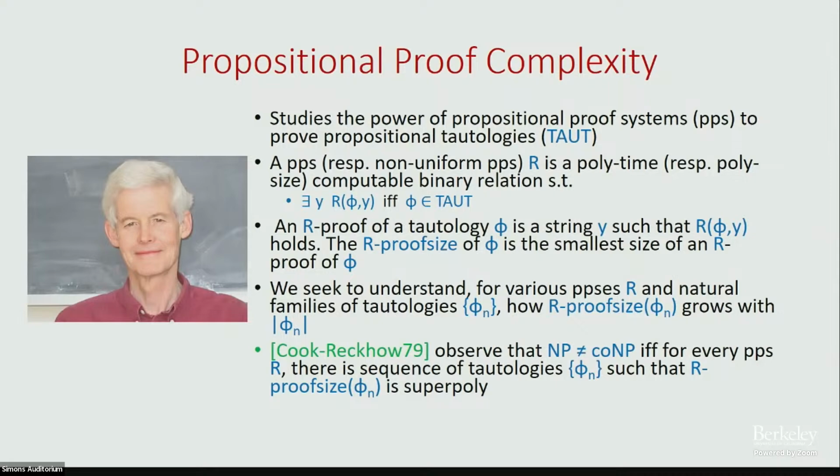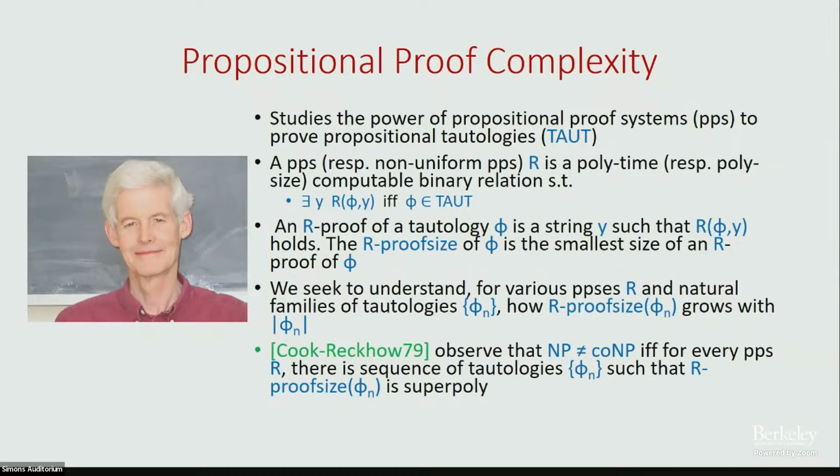And why is this a proof system? Well, if phi is in TAUT, there is a proof. There's a y which proves it. So that's completeness. And if there's a proof, then phi is in TAUT. So that's soundness. So this if and only if is capturing the soundness and completeness of a proof system. And you want these proofs to be polynomial time verifiable, or in the non-uniform case, polynomial size verifiable, right? So this is a very abstract notion of a proof.